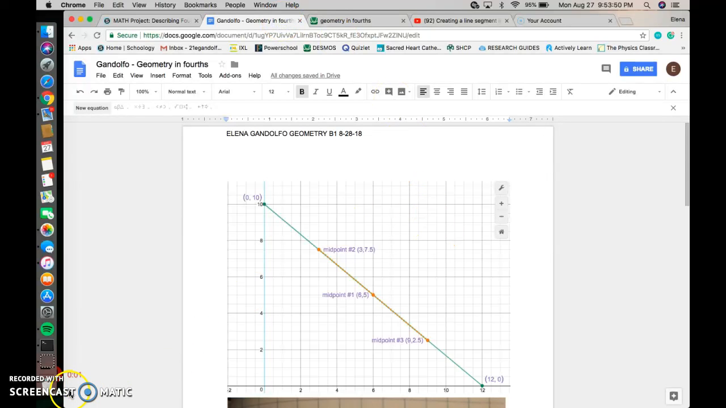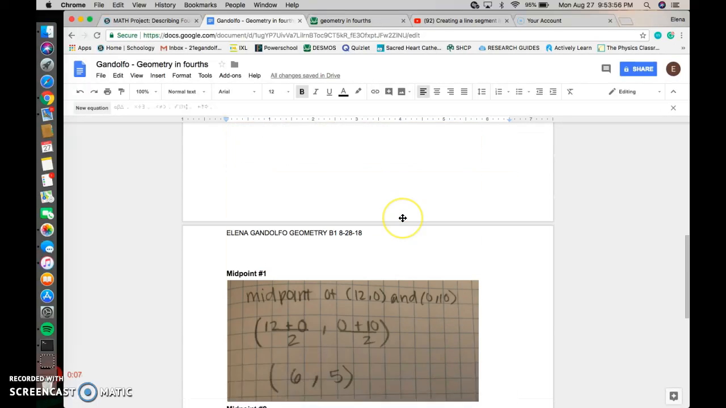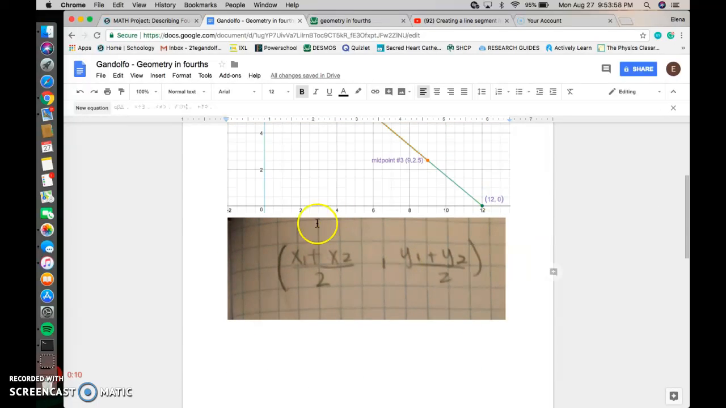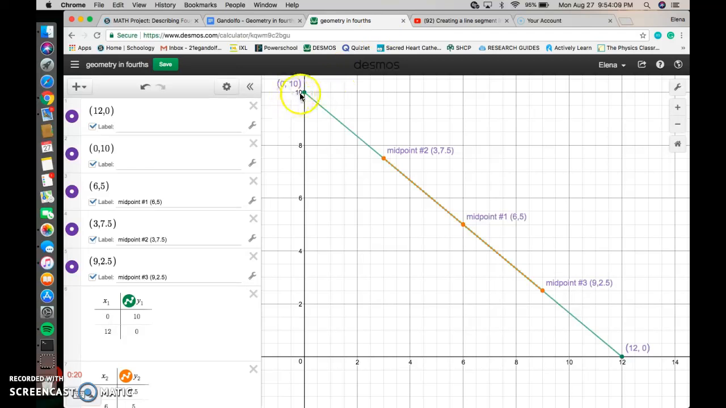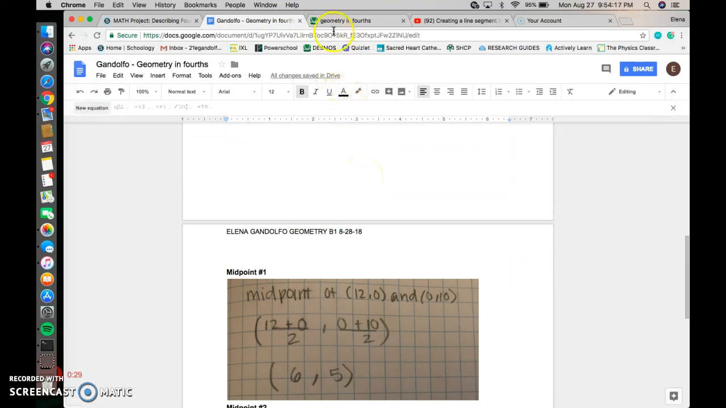Okay, so I'm going to be explaining how I got to this point of my geometry project and how I got all these formulas. So first I got my midpoint formula, (x1 plus x2) over 2 comma (y1 plus y2) over 2. So first I went to Desmos and I picked out 2 points, 0 comma 10 and 12 comma 0, and I found that point, which was 6 comma 5, by using that equation.